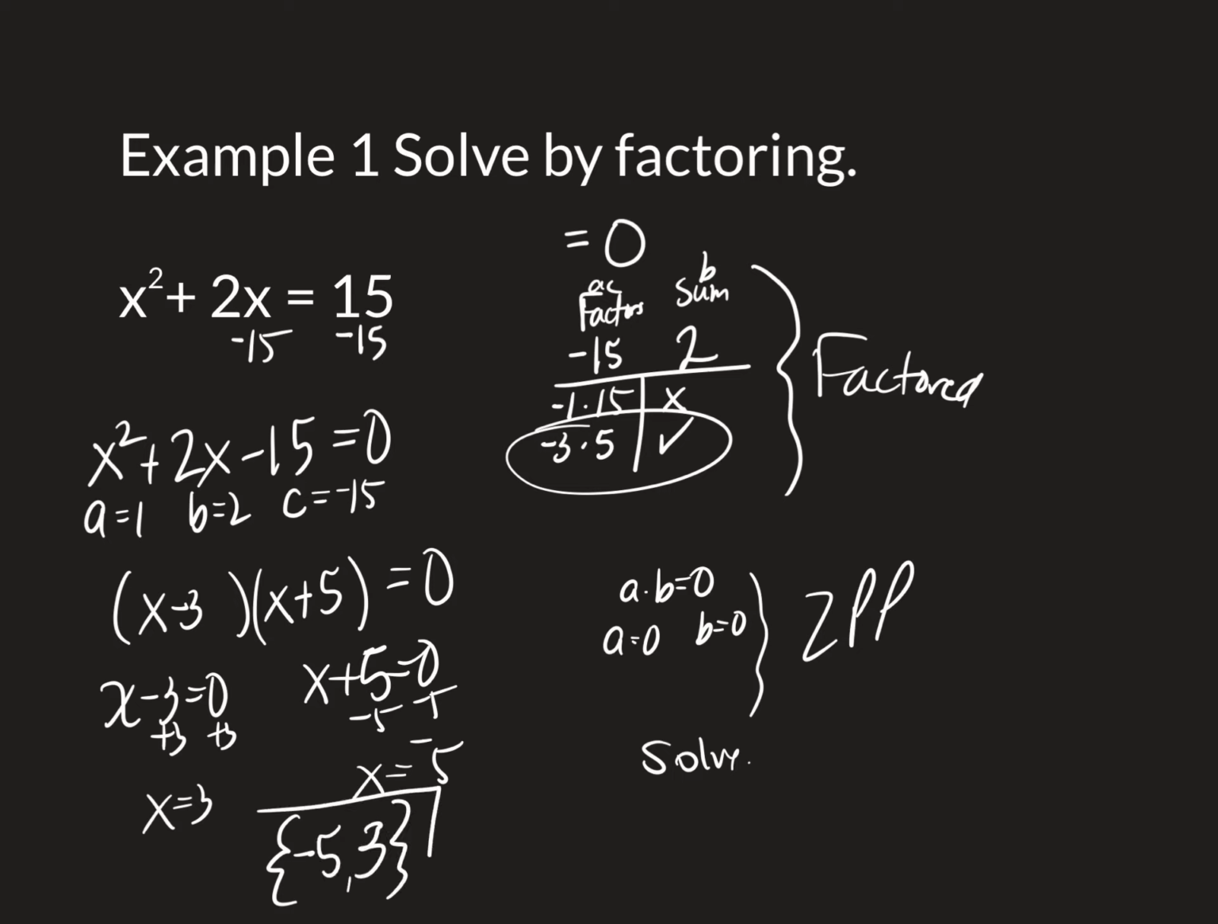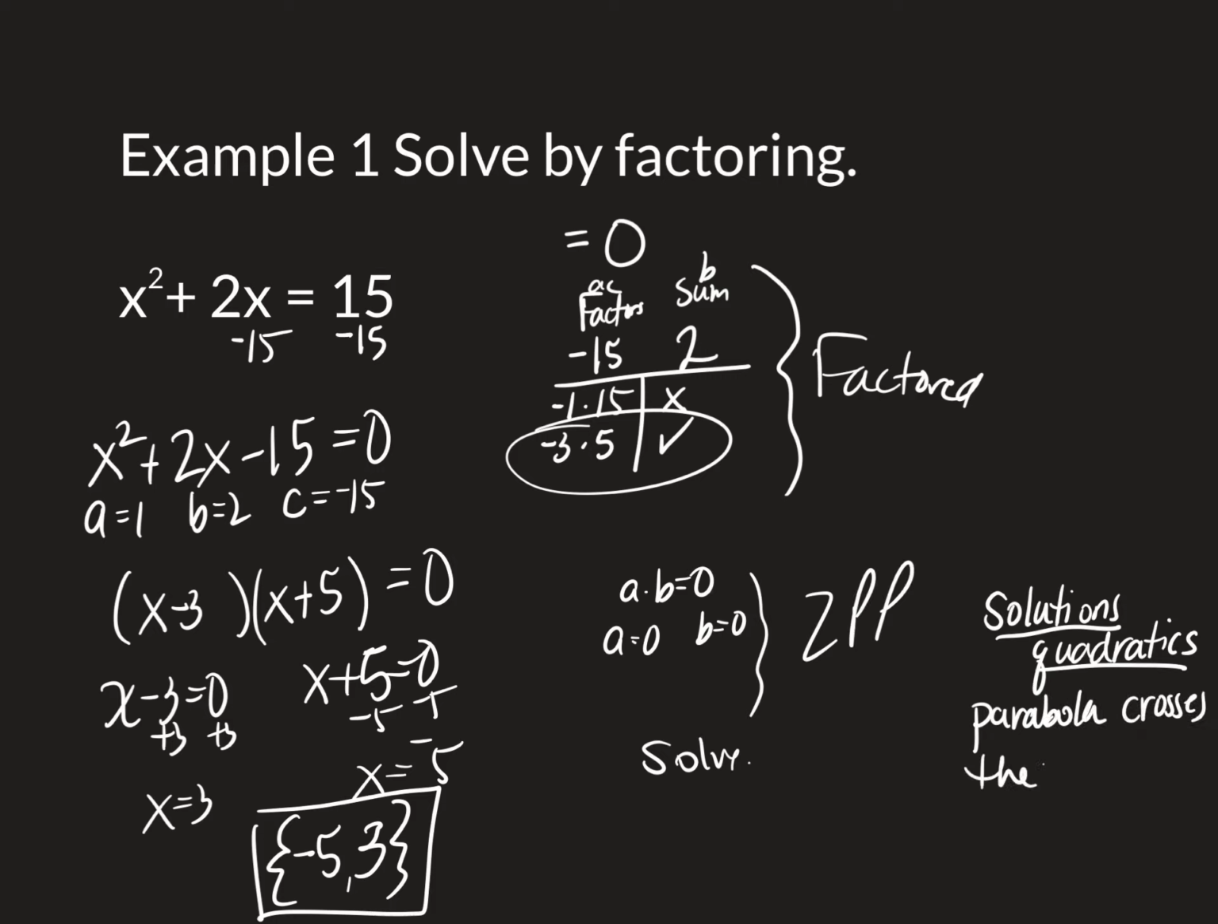Now I want to talk to you just for a minute what this means. The solutions for a quadratic, a solution for any equation, singular equation that you're solving, is the same thing. I know that this parabola, because it's a parabola, please write this down, crosses the x-axis at negative 5 and positive 3. That's what I know from the solutions of negative 5 and positive 3. That's where that parabola crosses the x-axis.